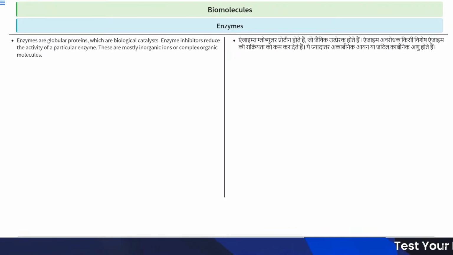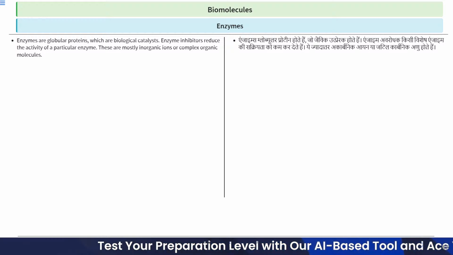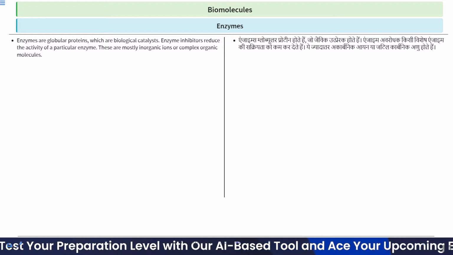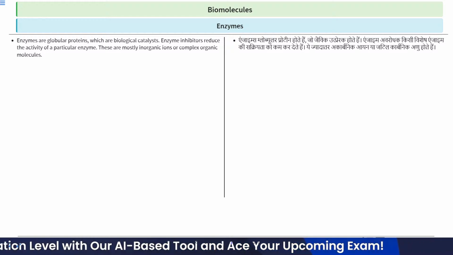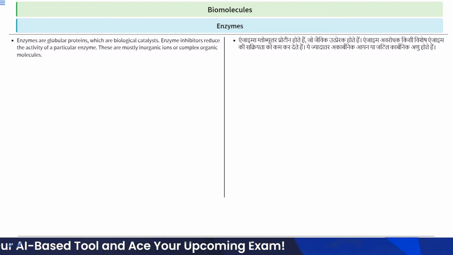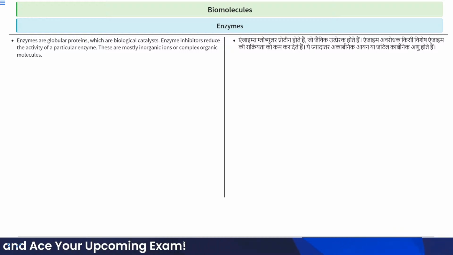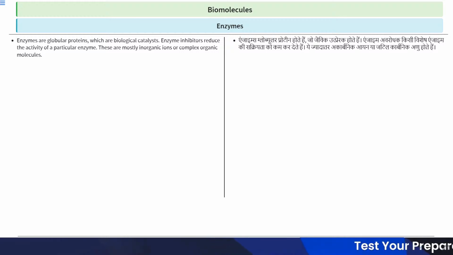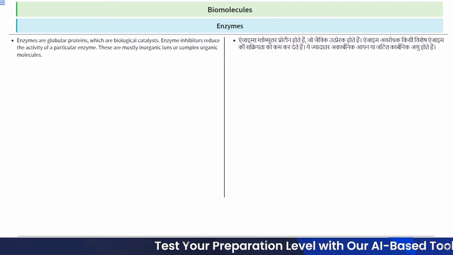Let's see now about the enzymes in detail. Enzymes are globular proteins which are biological catalysts. You can say enzymes are biological catalysts. Enzyme inhibitors reduce the activity of a particular enzyme. They are mostly inorganic ions or complex organic molecules.